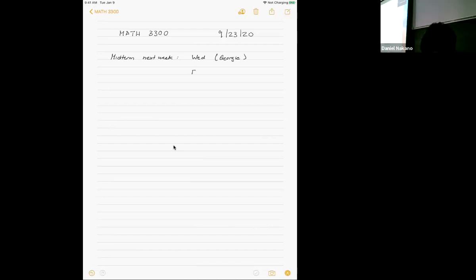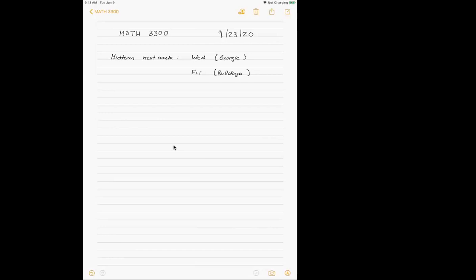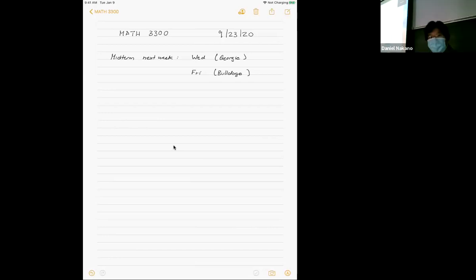And then on Friday, the Bulldogs will come in and take the midterm. Okay. And I think I gave fairly detailed instructions about how things are going to work. Hopefully everything will go well for next week. So I will finish the material on inverses today. And then on Friday, I will start the review for the midterm.